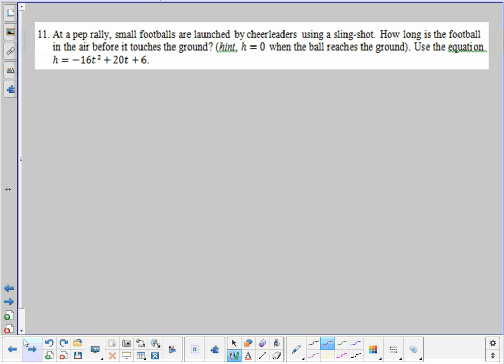Let's try number 11. It says at a pep rally, small footballs are launched by the cheerleaders using a slingshot. How long is the football in the air before it touches the ground? And your hint is that, again, h is equal to 0 when it's on the ground. Use the equation given to you. So I want to know where this thing is going to equal 0. So that means I have 0 equals negative 16t squared plus 20t plus 6.